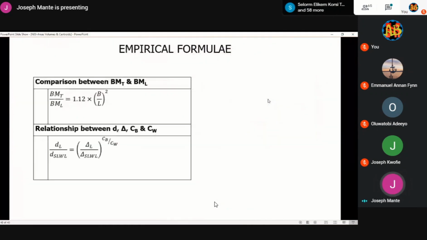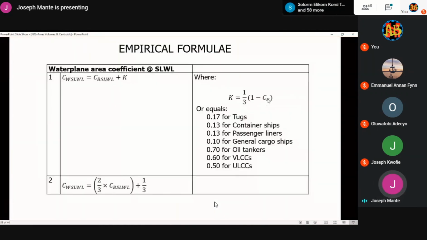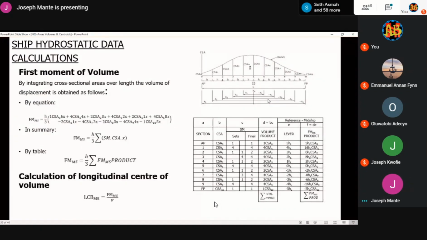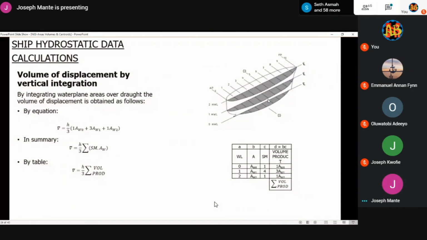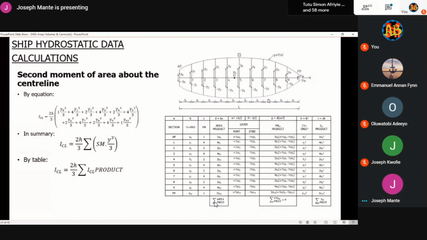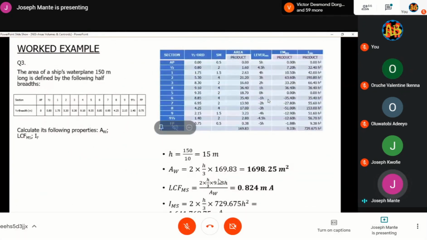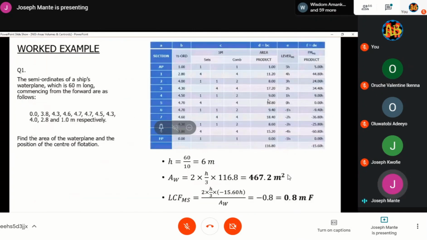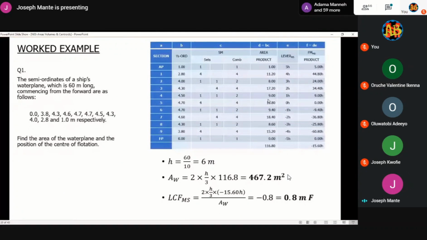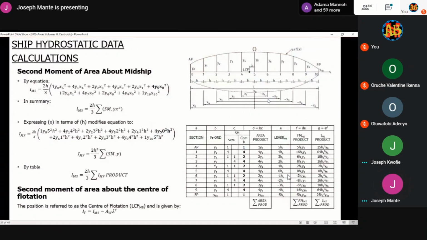So God willing, next week we will be able to deal with second moment of area about the center line. Then we continue. But at least where we've gotten to up to today, try and solve them. Okay. Thank you, sir. All right. Any question?